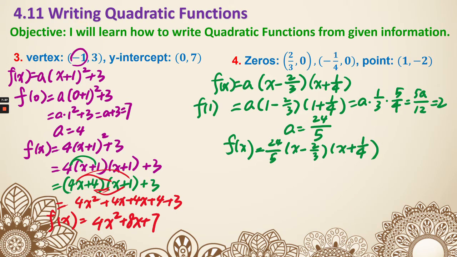Now I just need to distribute. Do a lot of distribution. That's going to be 24 over 5x minus 24 over 5 times 2/3. That's going to be 16 over 5, then times x plus 1/4.